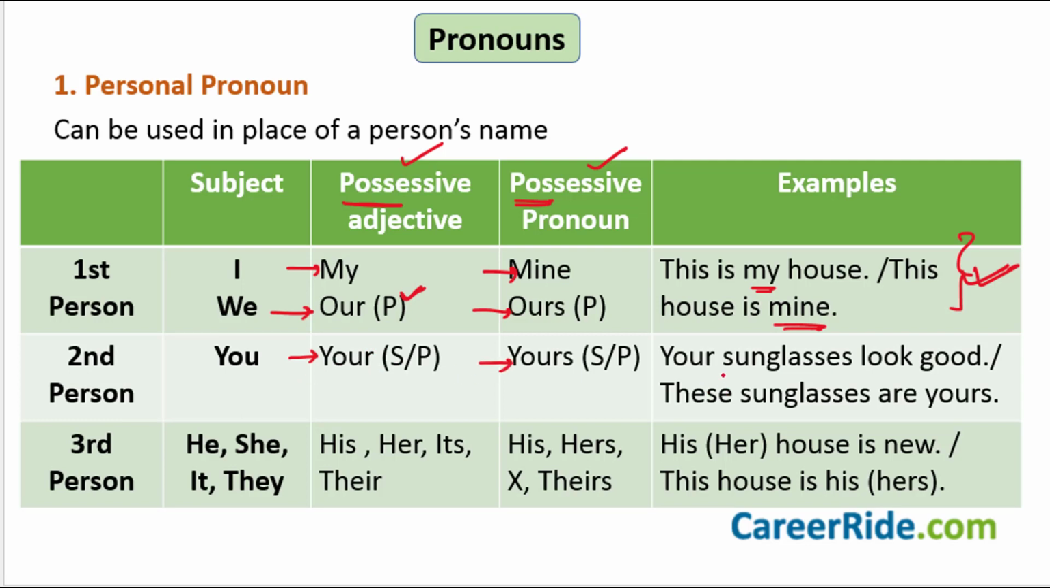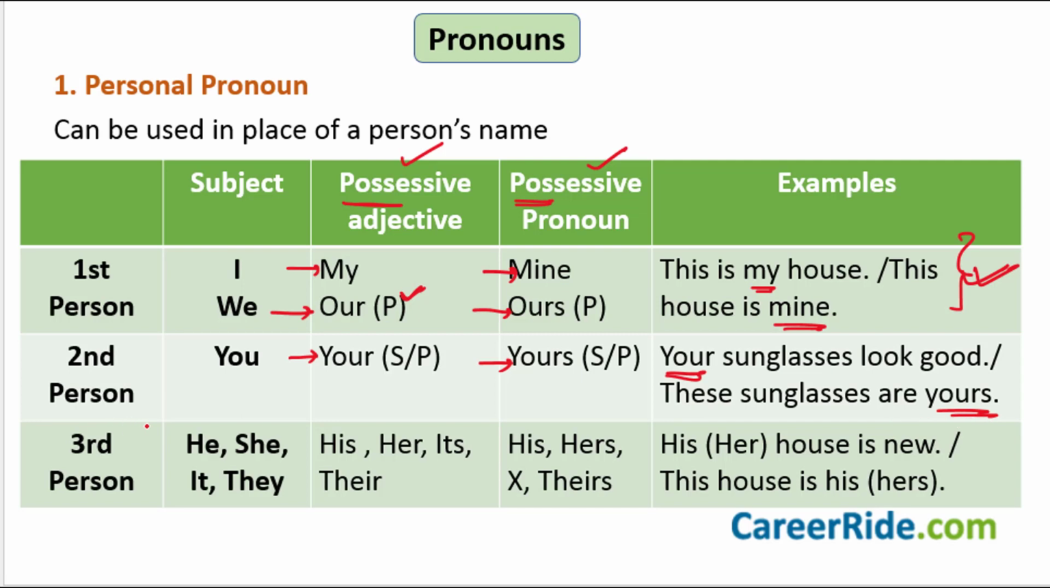Now see this example. Your sunglasses look good. Whose sunglasses? Your sunglasses. Right? So possessive adjective here. These sunglasses are yours. Right? You see yours here. What is this? This is a possessive pronoun.